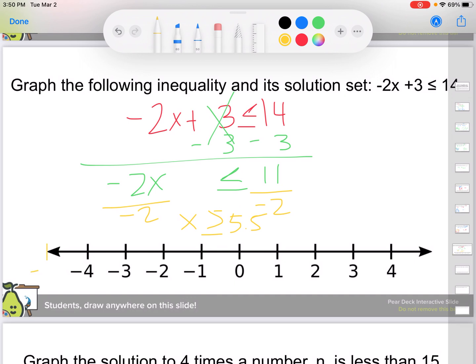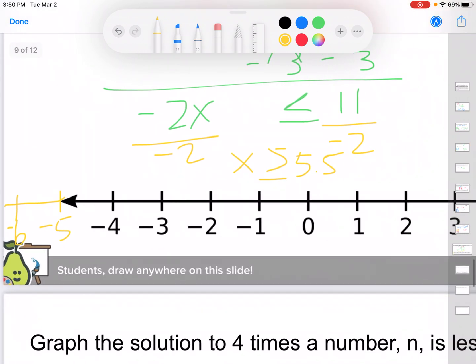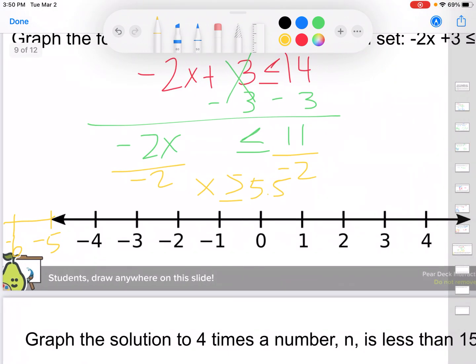So I actually have to add to my number line. I'm trying to get my negative sign to show up. There we go. Okay, so I know that it's going to be a closed dot on -5.5, which would be halfway between 5 and 6. And I know that it's all the numbers that are greater than, so my direction is going to go that way.